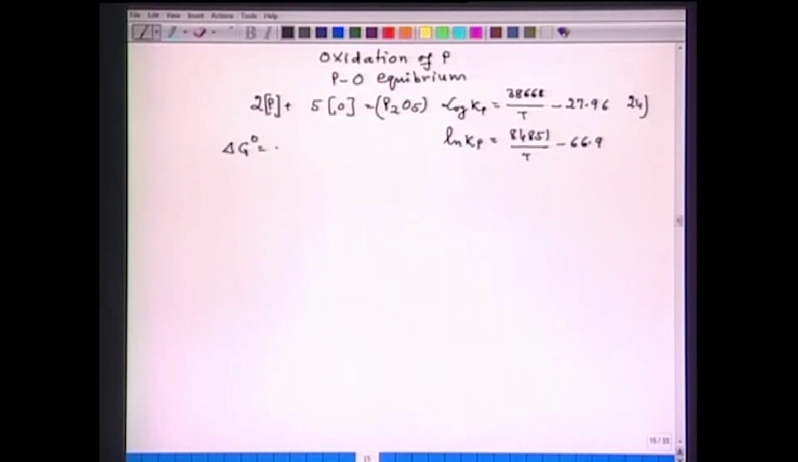Now, for this reaction, delta G naught is equal to minus 740375 plus 535.365 T. Now, at temperature T greater than 1382 Kelvin, delta G naught is positive. What does it mean?